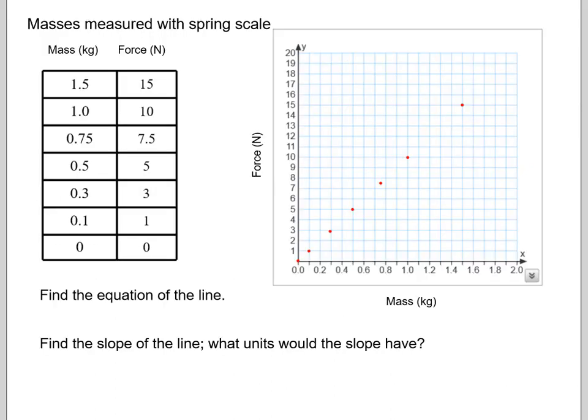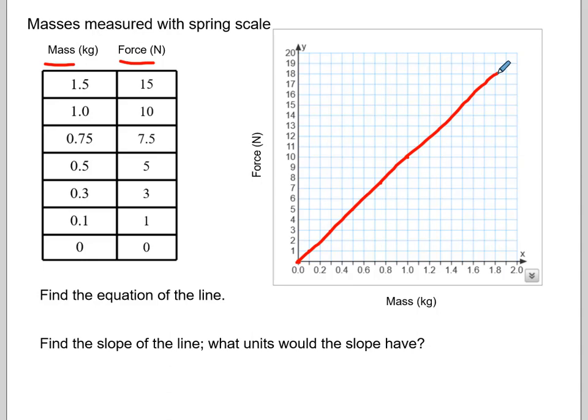I have used that spring scale to measure a couple of masses. I hung the masses on the spring scale, and it registered the force acting on those masses. If we look at this, you might want to pause and just look at the data for a minute and then look at the graph. We should see that that's quite clearly a linear relationship. If I connect all these little dots to help you see it, there's my linear relationship.